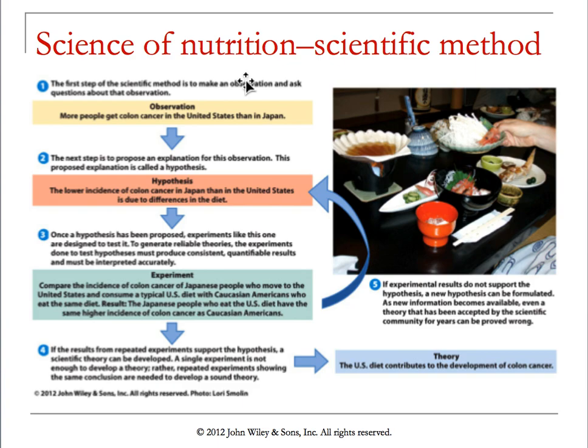Now the third step is to conduct an experiment to see if that hypothesis is true. In this example, they compared the incidence of colon cancer of Japanese people who moved to the United States and, after moving, consumed a typical U.S. diet with Caucasian Americans who eat the same diet. The results of that experiment showed that the Japanese people who ate the U.S. diet have the same higher incidence of colon cancer as Caucasian Americans.